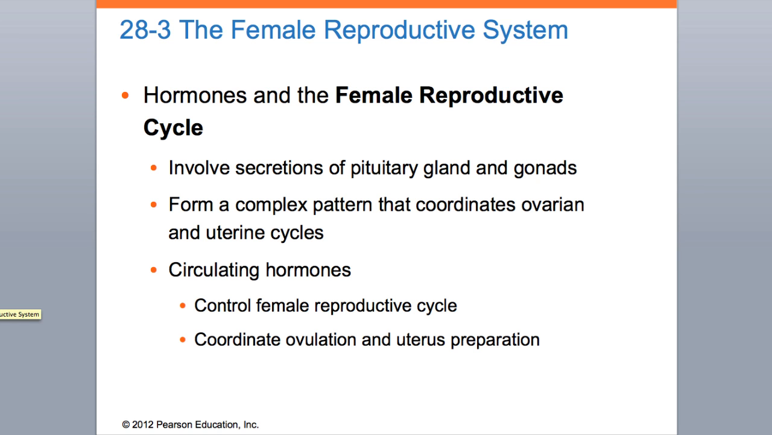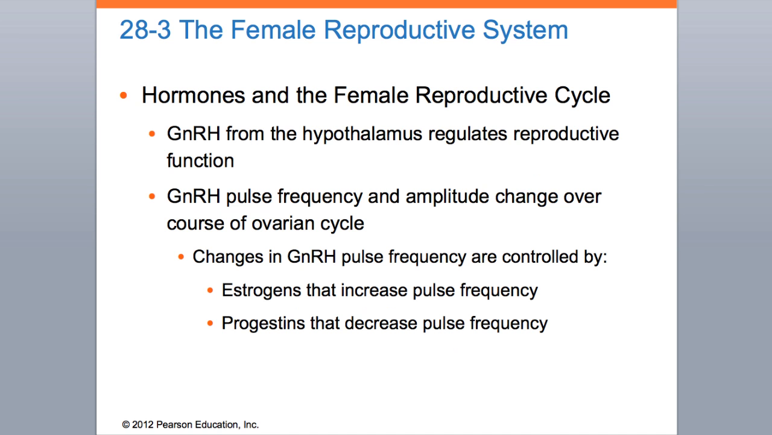Okay. Now, this one is an important one. It's a summary of what we've talked about so far. So hormones are related to all that we've talked about. You know hormones are related to ovulation and hormones are related to the uterus and getting it ready. Next slide. So this one is a summary.